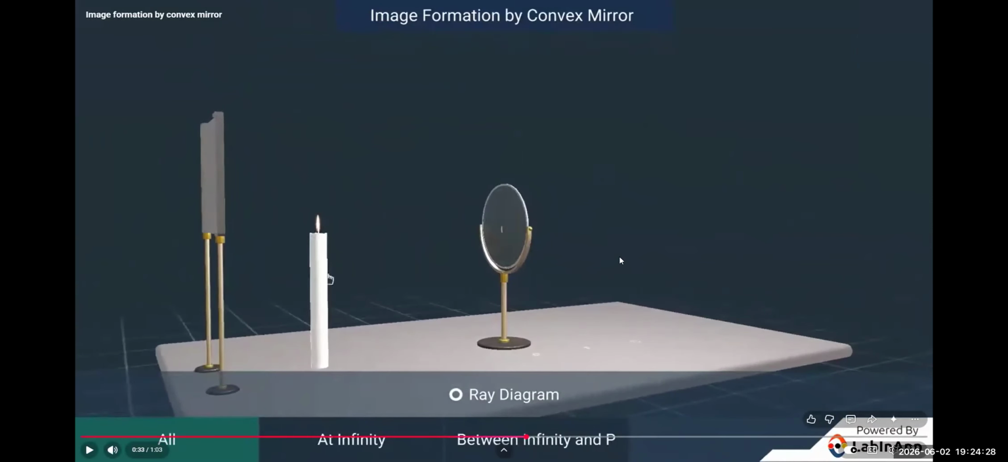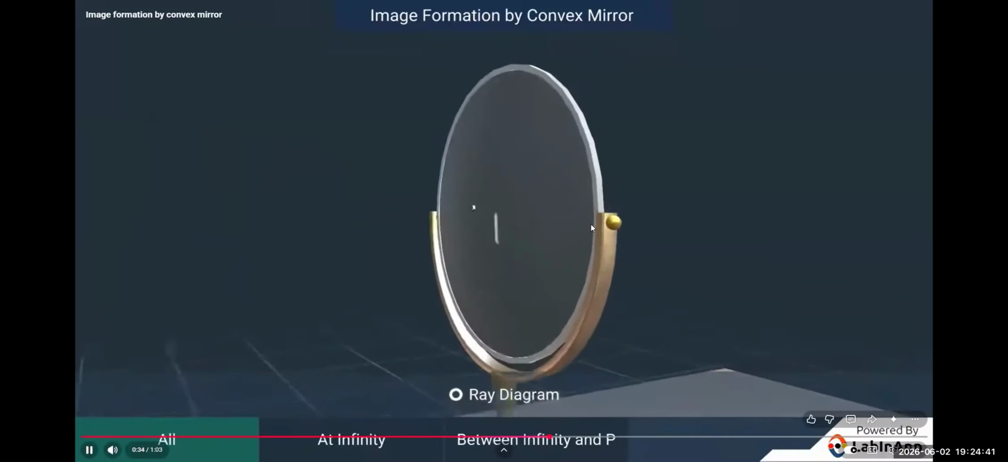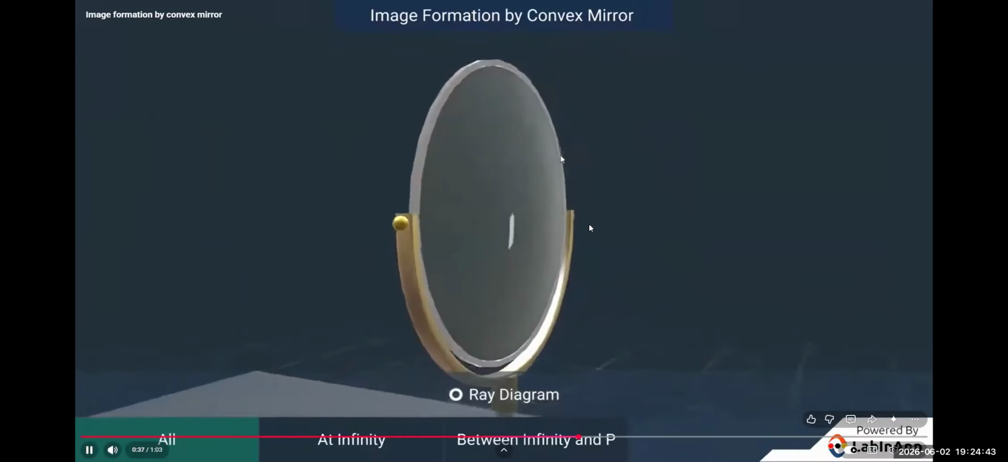When the image is virtual, it means the image is not on the mirror. It's behind the mirror. It's always behind the mirror if it is virtual. In a convex mirror, it is smaller in size and it is erect.